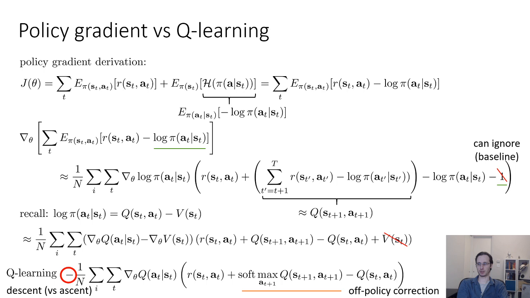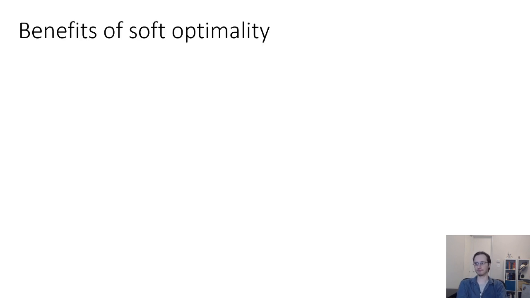So the Q learning objective has this off-policy correction. If you had an on-policy Q learning method, you could omit this. And the policy gradient has the minus grad V term. But otherwise, they're actually quite similar. All right, so that's maybe a little bit of a tidbit involving the connection between these two approaches in the soft optimality framework. But maybe more practically, what are some of the benefits of all of this variational inference, control as inference, and soft optimality stuff?